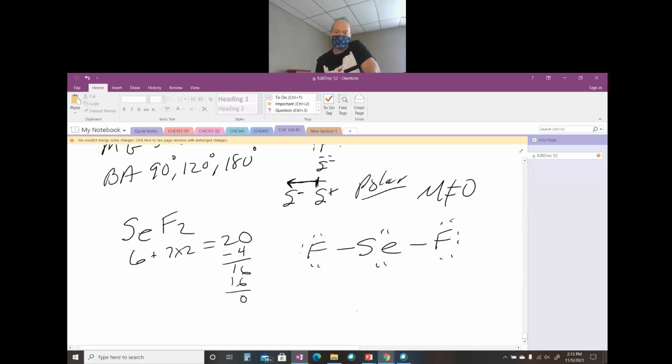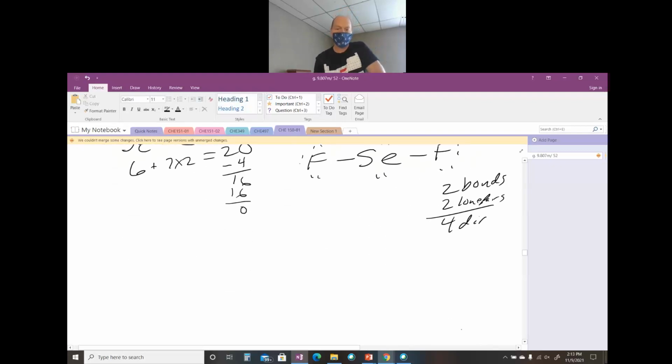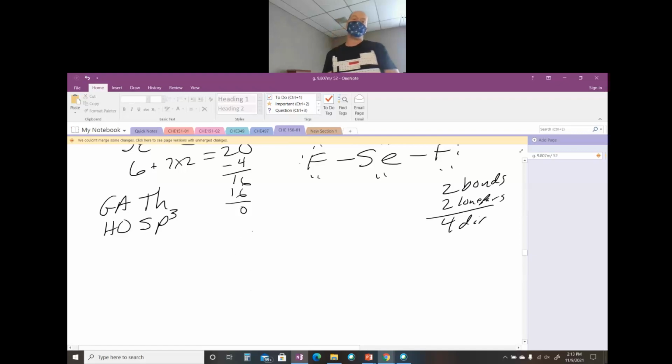All right, so there is our Lewis structure. All right, so we look at our central atom. We have 2 bonds, and we have 2 lone pairs. We have 4 directions on our central atom. All right, and so now we can get our geometric arrangement. 4 directions we know is tetrahedral. And we know that the 4 directions require 4 orbitals, the s orbital and all 3 of the p's for an sp3 hybrid orbital. All right, so then we have to draw it in 3 dimensions.